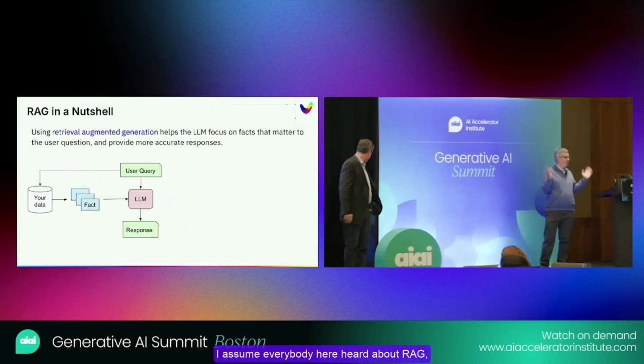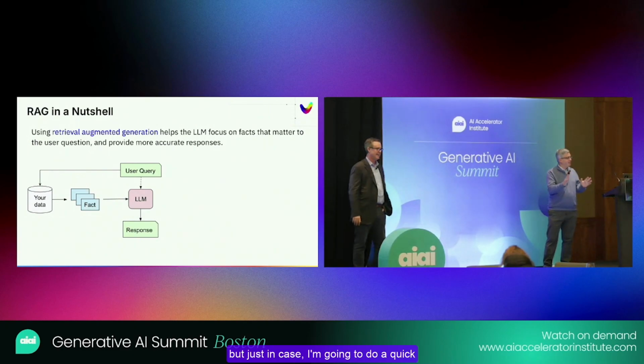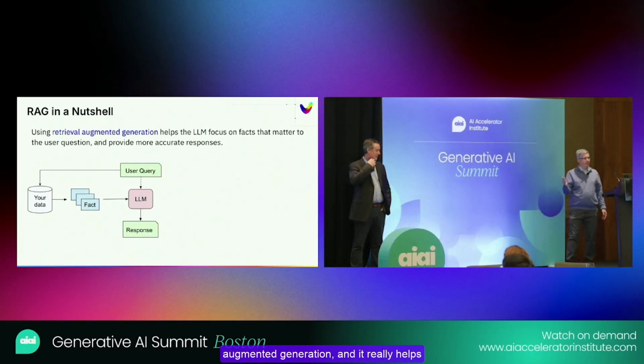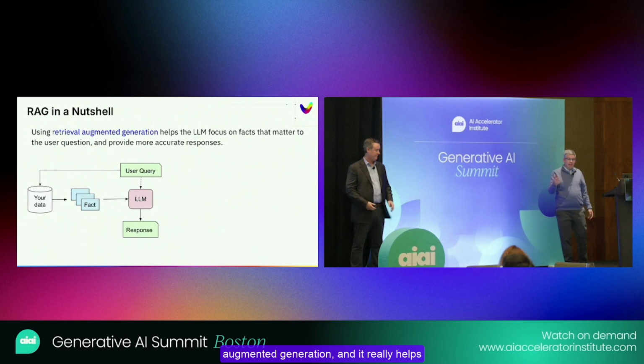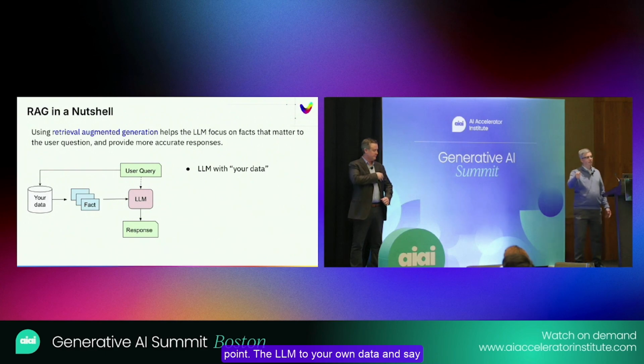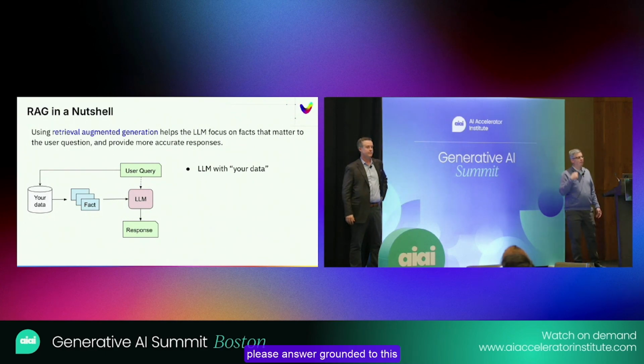I assume everybody here heard about RAG, but just in case, I'm going to do a quick run through of how I explain it and why it's helpful for those of you who did not. So it stands for Retrieval-Augmented Generation. And it really helps the LLMs focus on facts that are based on your own data, right? So you want to point the LLM to your own data and say, please answer grounded in this information.